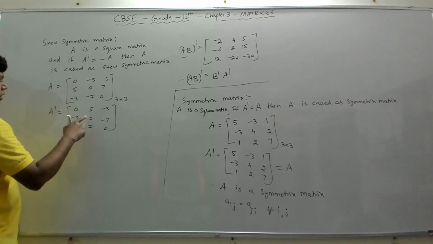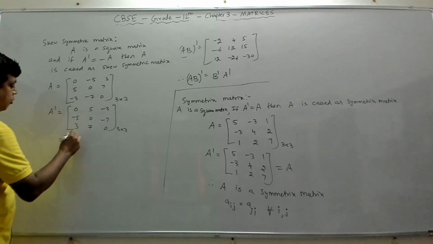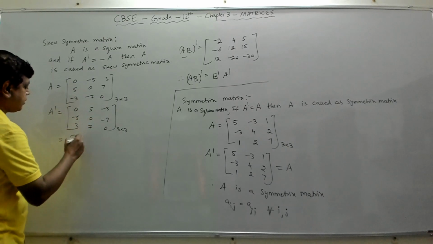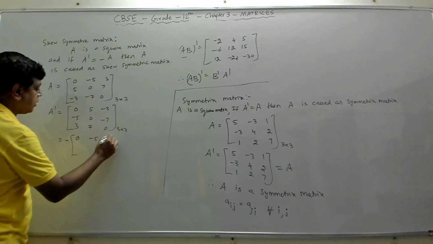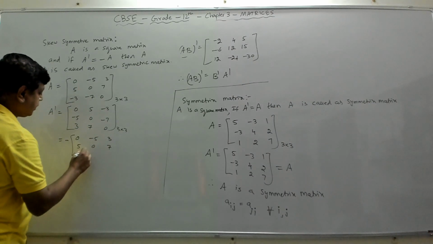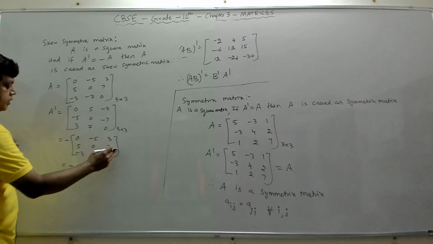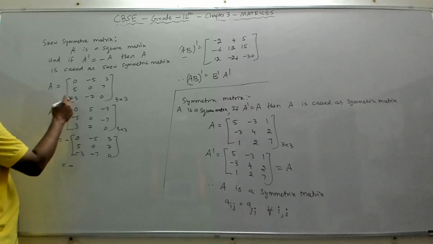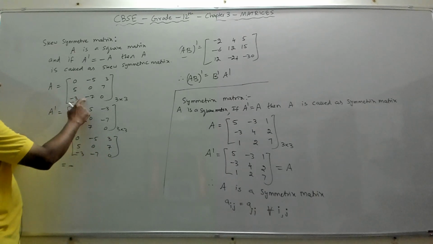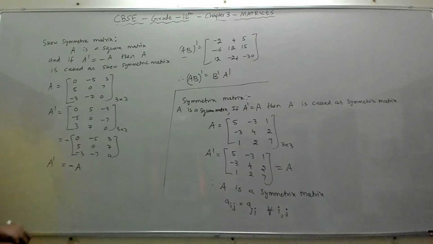Now, this is your A transpose. Again, the order will be 3 cross 3, 3 rows and 3 columns. Now, if I take minus out of the matrix, which means I have to take the negative sign out of each element, this will become 0, minus 5, 3, then minus 5 will become 5, 0, 7, minus 3, minus 7, 0. That is equal to minus of, what is this matrix? This is our A matrix. We got back the A. When I took the minus out of A transpose, we got back the A matrix. So your A transpose is equal to minus A.